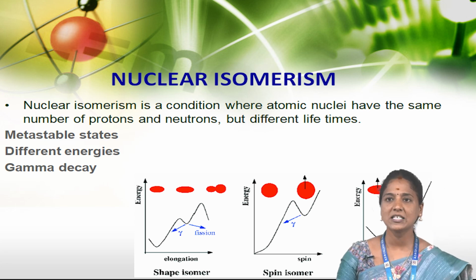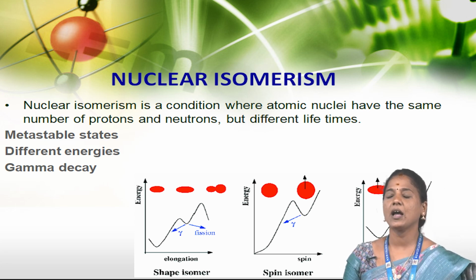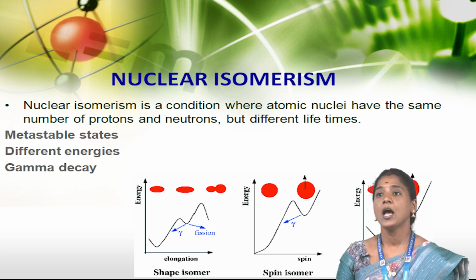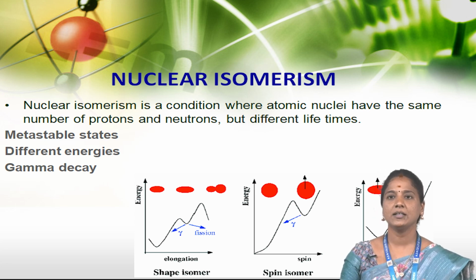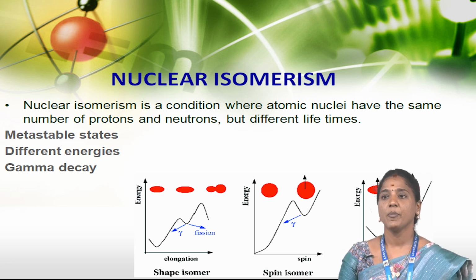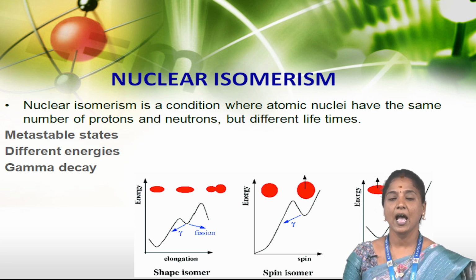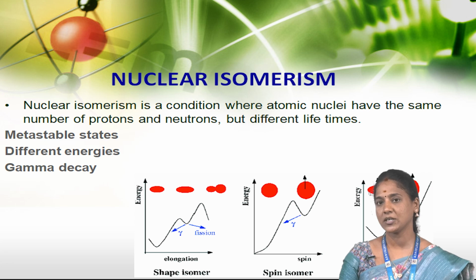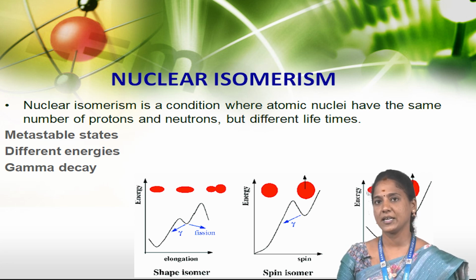Nuclear isomerism is a condition where atomic nuclei have the same number of protons and neutrons but different half-lives. They occur when the nucleus is in different unstable quantum states, either lower excited states or the ground state. Nuclear isomers are metastable states, meaning their excited states have half-lives that are 100 to 1000 times longer than other excited states.